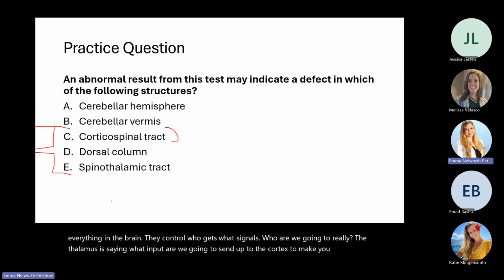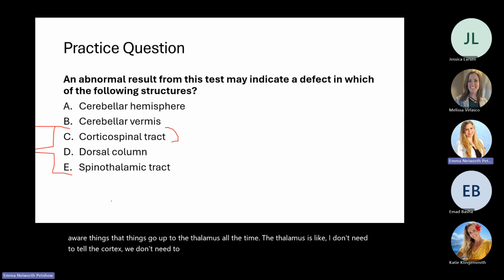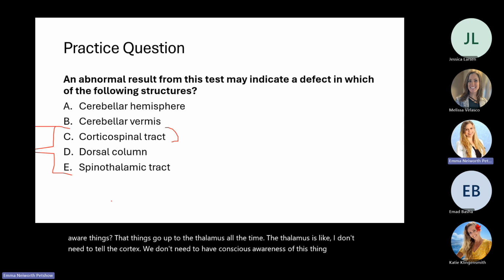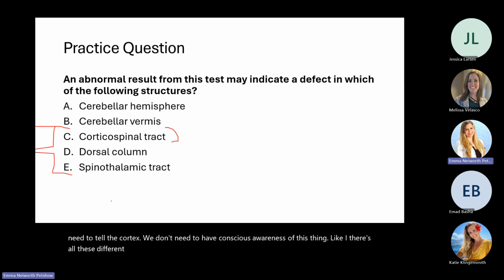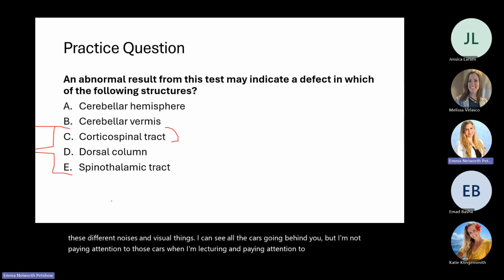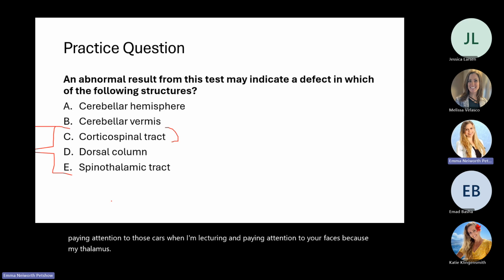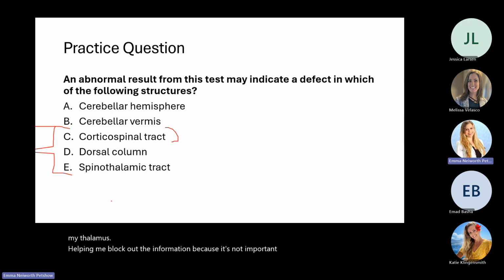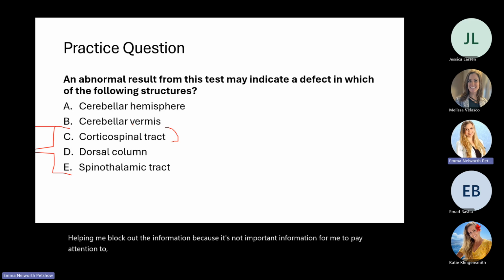Things go up to the thalamus all the time. The thalamus decides we don't need to tell the cortex about things we don't need conscious awareness of. There are all these different noises and visual things. I can see all the cars going behind you, but I'm not paying attention to those cars when I'm lecturing. I'm paying attention to your faces because my thalamus is helping me block out information that's not important for me to pay attention to right now. So those two are less likely.